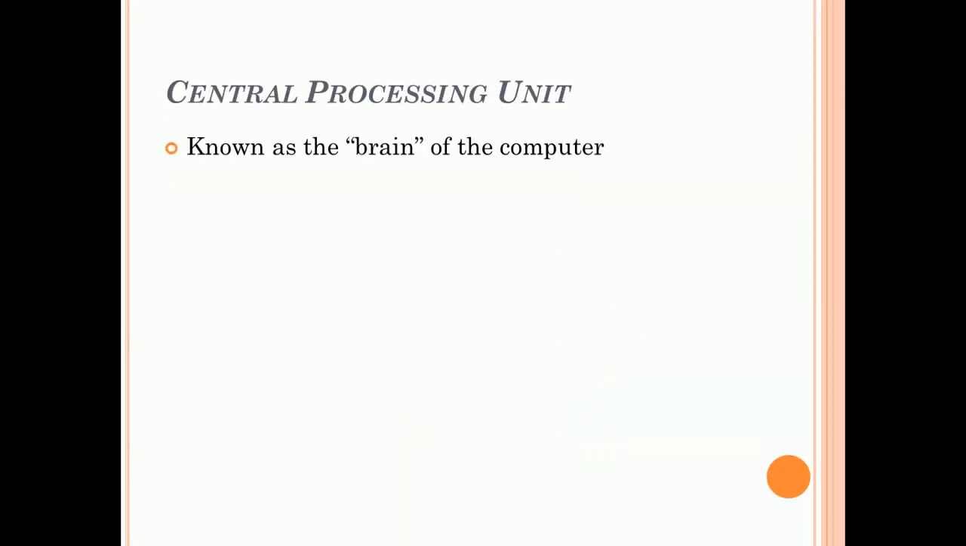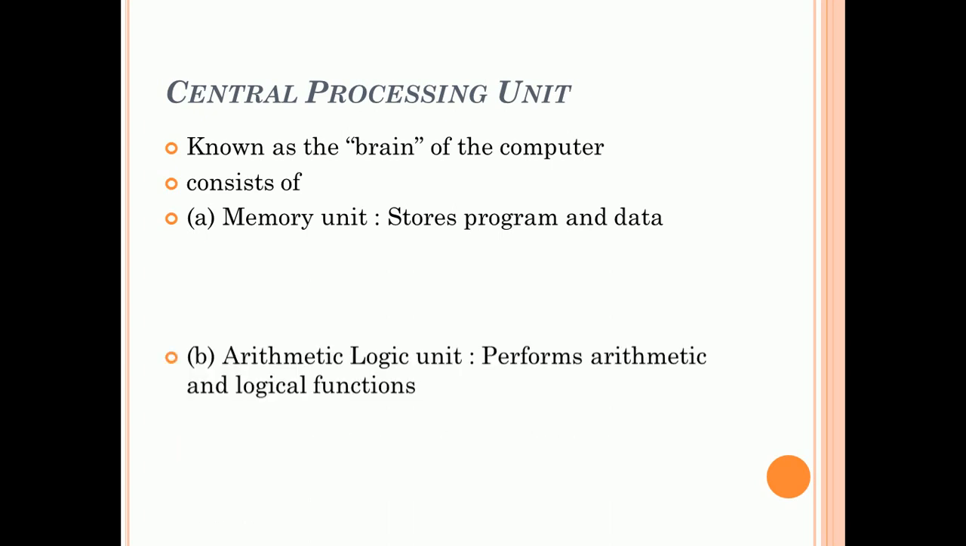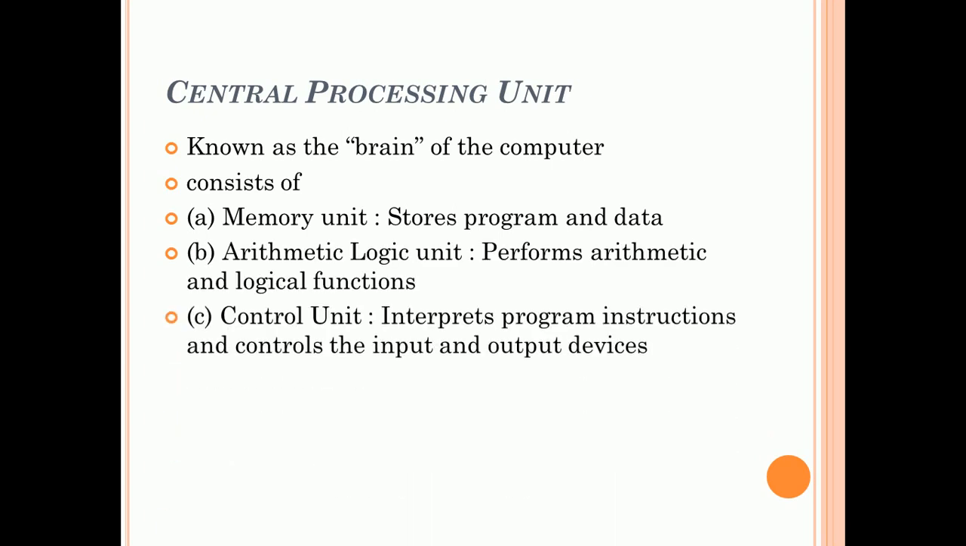Second is the central processing unit or CPU. As we all know, it is the brain of the computer. It is known as the brain of the computer, and it consists of three units. First is the memory unit, second is ALU, and third is the control unit. So we will see the function.